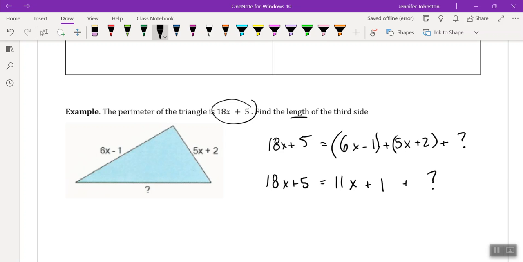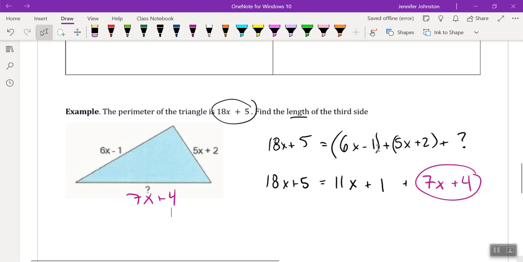So what do we have to get in order to get 18x? We only have 11, so what do we need to get 18x? Yeah, we need a 7x. 11 and 7 give us 18. What about 5? How can we get 5? We only have 1. So what do we have to have? Yeah, we have to have 4. And that's our other side. So this is 7x plus 4. Great, there we go. There wasn't even a subtraction involved. Yeah, well, it kind of was, right? We're doing 18 minus 11, that's 7, and 5 minus 1, that's 4.